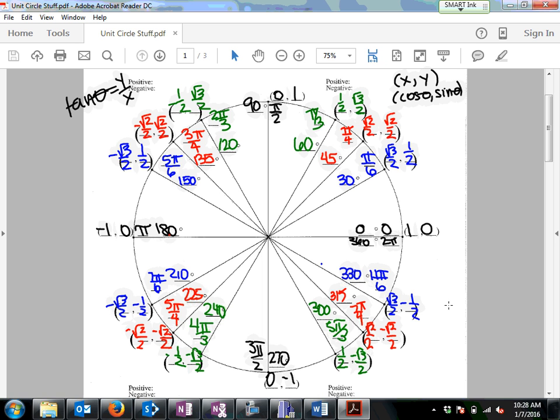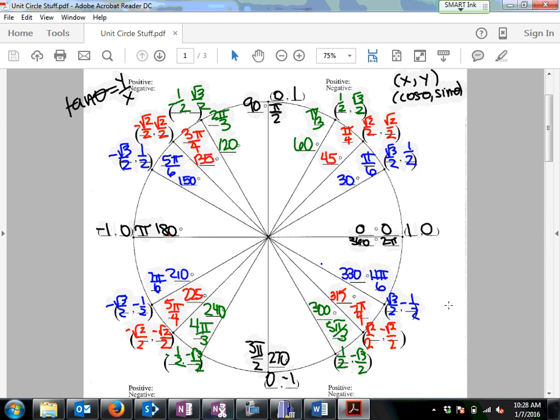Let's talk about the tangent of 90. I was going to wait to do this, but you brought it up. Tangent of 90, what would our ratio be? 1 over 0. We can't divide by 0. It makes a black hole. So we say it's undefined.